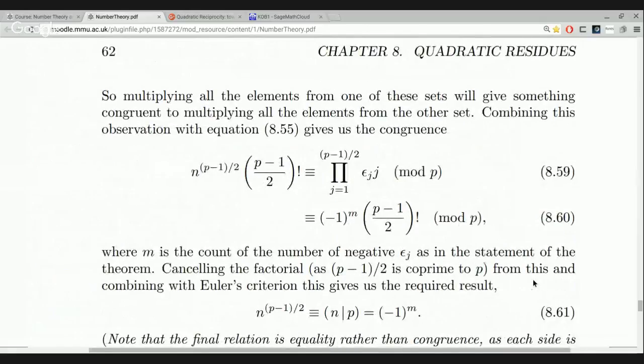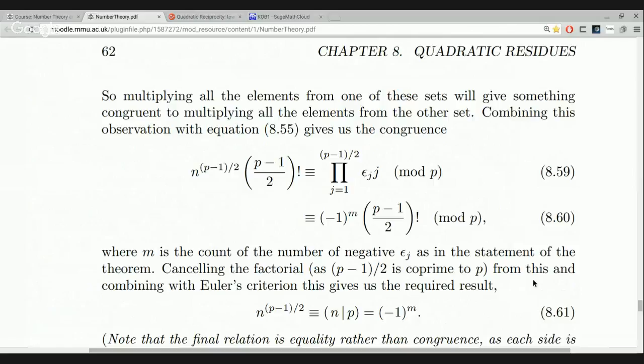So when we take the product over j of all these multiples of n, this is going to be congruent to the product of all these epsilon j's sj's. So the product of all the multiples of n, before, in the first line of the proof, we reduced it to this, power of n and the factorial. Here we've got the product of all the epsilon j's times j modulo p, where j is going from 1 to p minus 1 over 2.